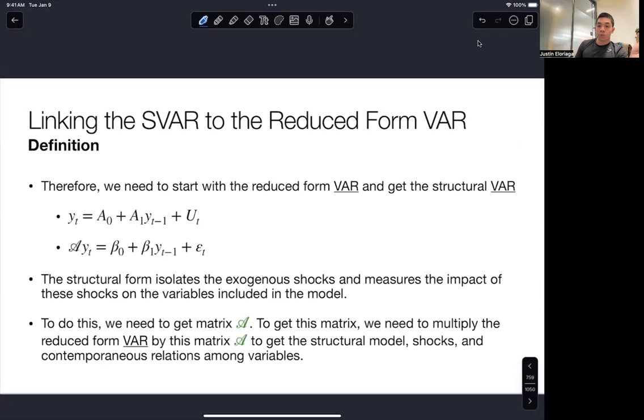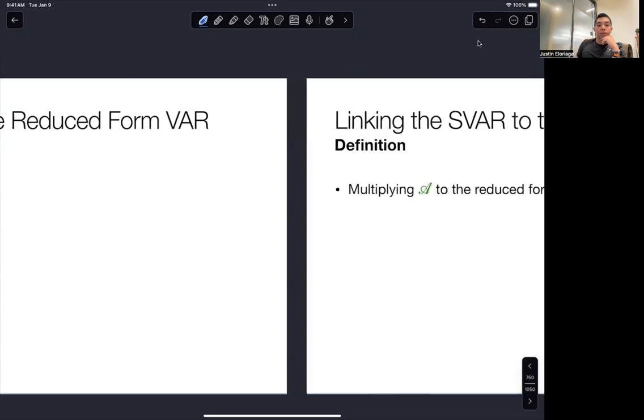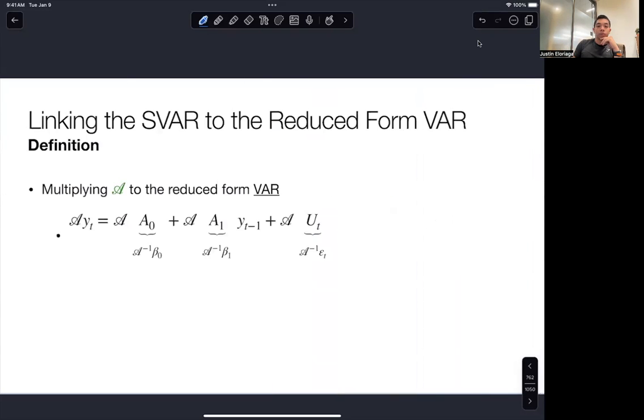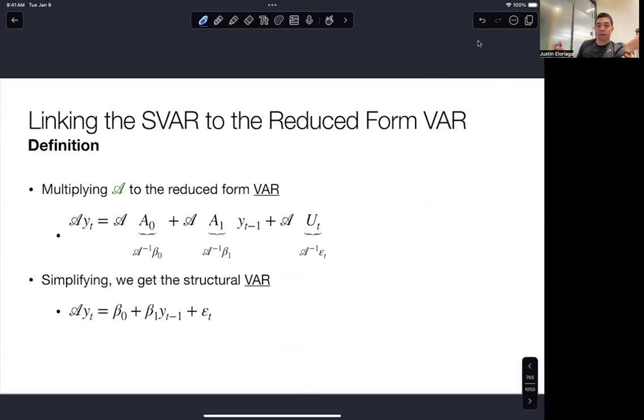To get this matrix, we need to multiply the reduced form VAR by this matrix in order for us to get the structural model, shocks and contemporaneous relations among other variables, right? So knowing matrix A allows me to go from the reduced form VAR to the structural VAR, and we can go back the other way, right? So multiplying A to the reduced form VAR will yield us the structural VAR. Simplifying, we just get the structural VAR.